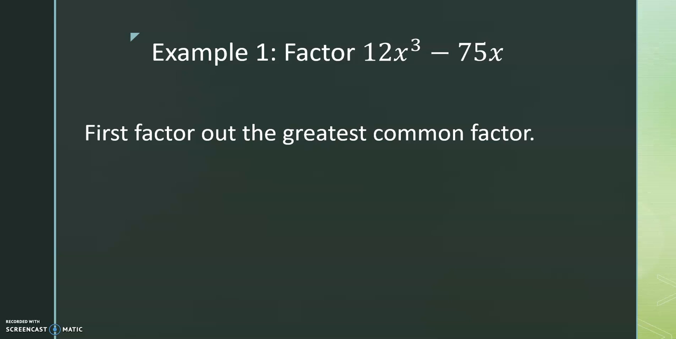First, factor out the greatest common factor. 12 and 75 are both divisible by 3. X cubed and x, we can factor out an x. So we're going to factor out a 3x. And inside our parentheses, we have 4x squared minus 25.